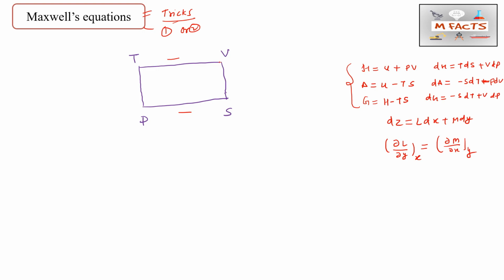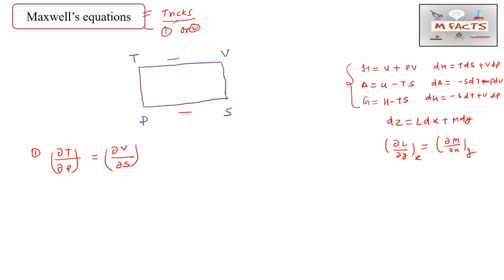So how to write the Maxwell equation? How can we write the first Maxwell equation? We'll take the ratio of the differentials of these parts. We can write it like that: del T by del P is equal to del V by del S. This is the way of writing Maxwell equations.